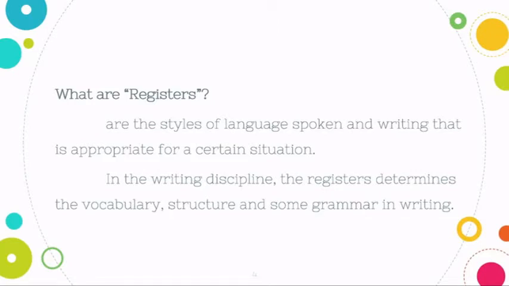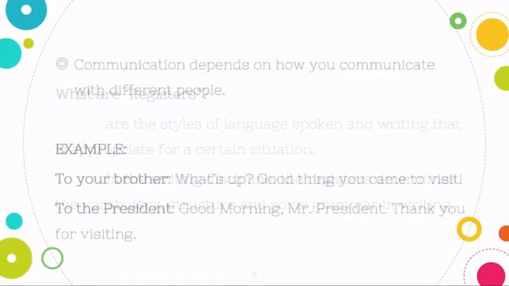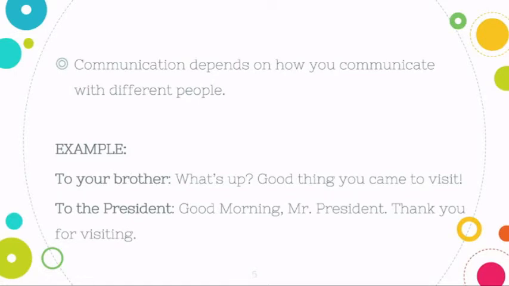When we talk about register, we also take note of the level of relationship we have with that person. We also take note of the level of formality or informality depending on our relationship with the person we are speaking to or writing to. So, what are the appropriate words? What's the correct approach depending on our level of relationship? So, communication depends on how you communicate with different people.